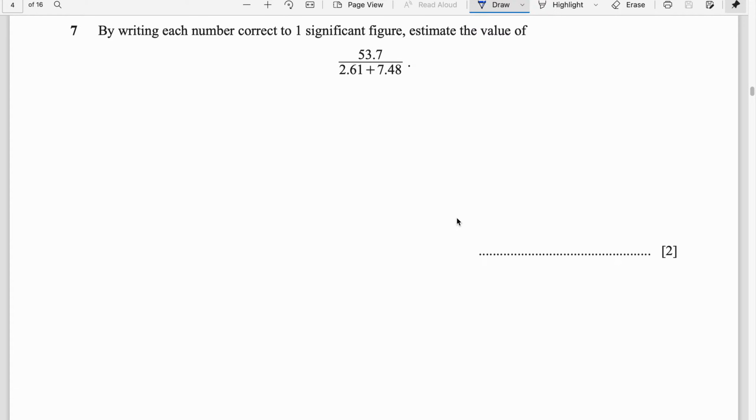Question number 7. By writing each number correct to one significant figure, estimate the value. So 53 to one significant figure, 2.6 to one significant figure, that is 7. So 50 by 10, that is 5.